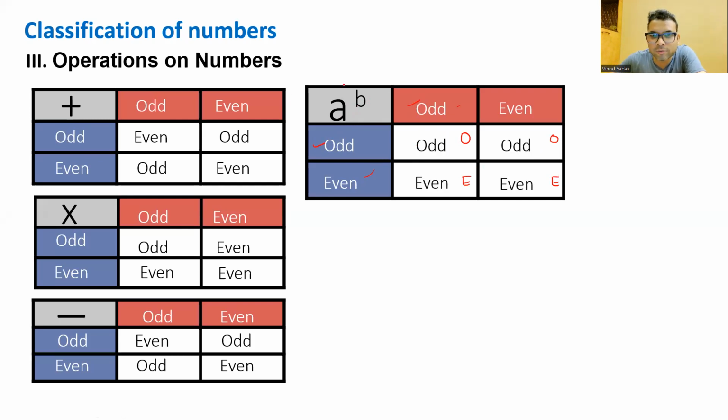So we can say that the type of value of a raised to b depends upon the base a, as long as the power is not 0, right? Because if the power is 0, we know the result is standard, that is 1 only. So if the base is odd, you saw that the result is odd only. If the base is even, you saw that the result is even. Okay, cool.